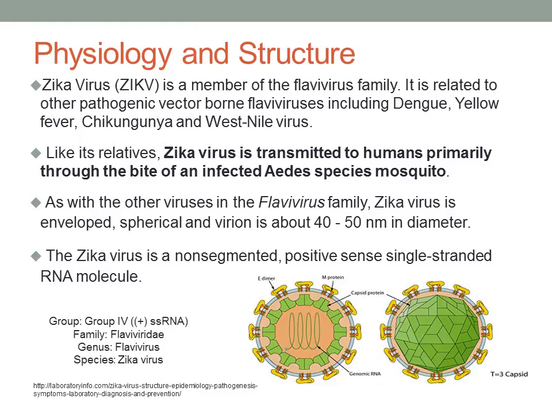Looking at the visual diagram, we can notice that it is similar to its flavivirus family. It belongs to group 4, single-stranded RNA. It is enveloped, spherical, and has a virion about 40 to 50 nanometers in diameter. It is also a non-segmented, positive-sense single-stranded RNA molecule, indicating that it needs RNA polymerase to replicate itself, and its genome also serves as a messenger RNA.